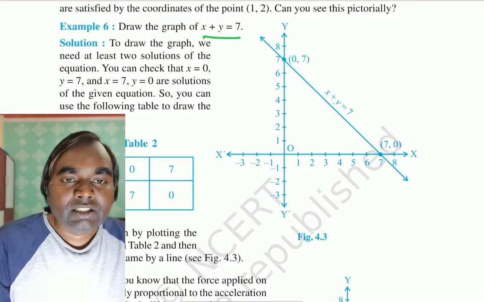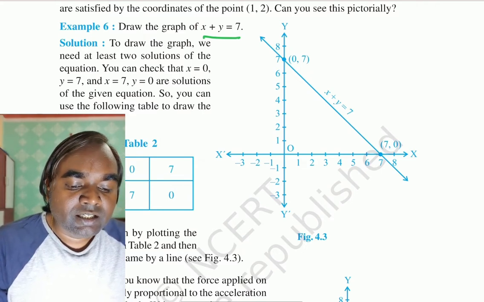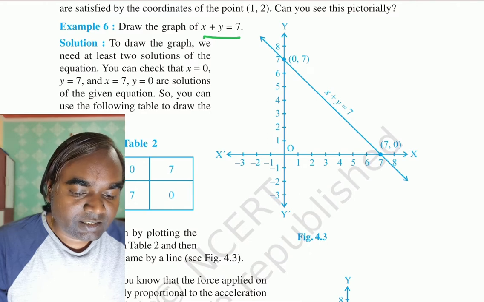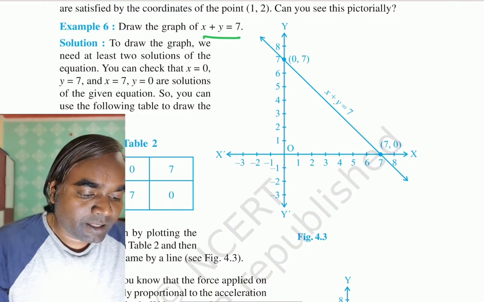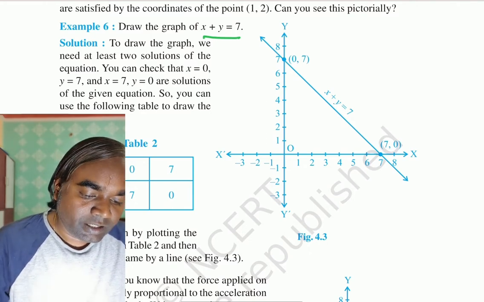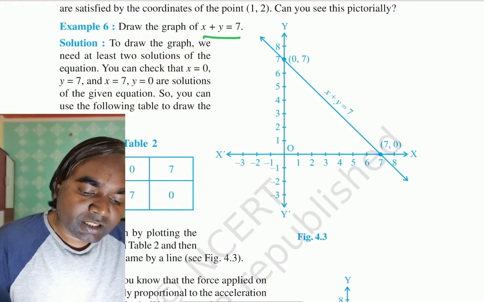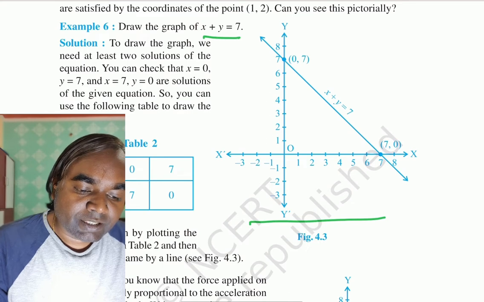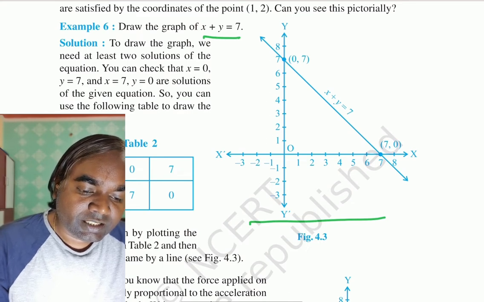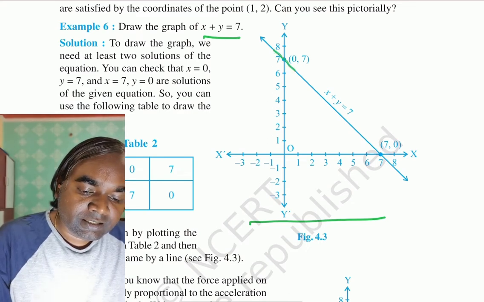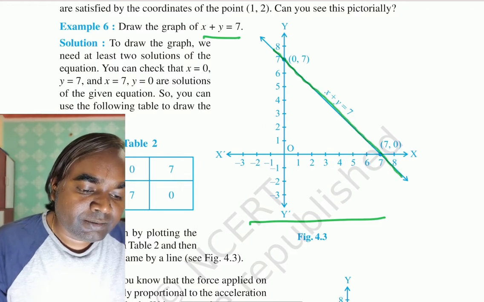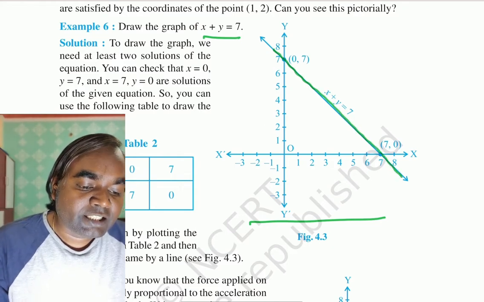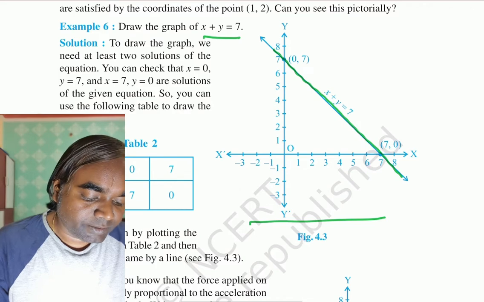Now connecting these 2 points, you will get the line. And by using the Cartesian coordinate system, we can represent this line by a graph. So this line is a representation of the equation x plus y is equal to 7.